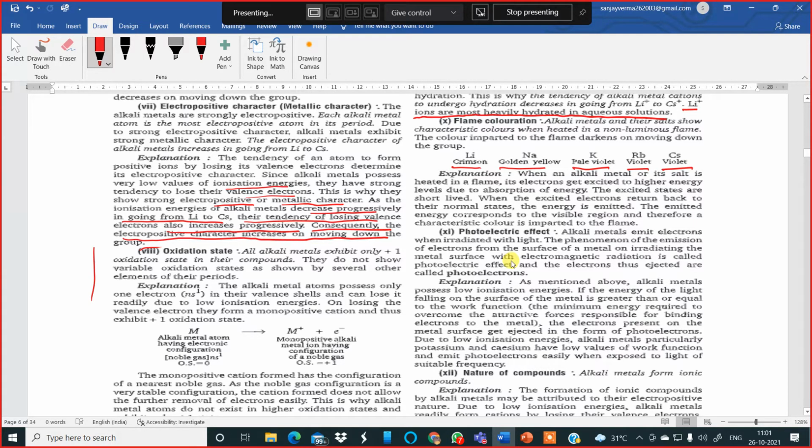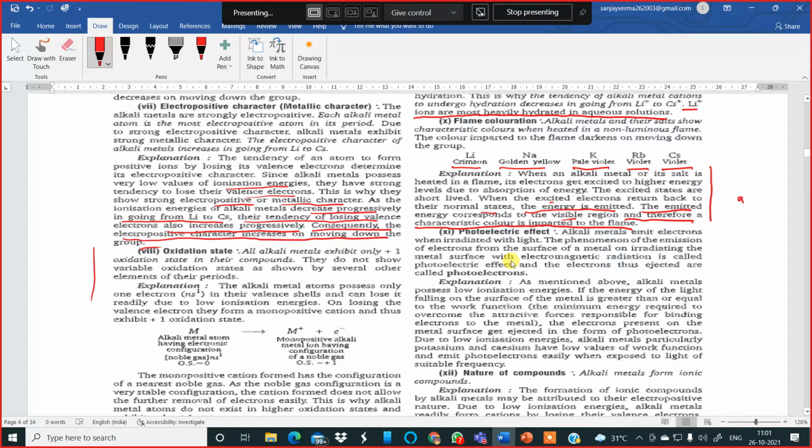Explanation: what is the reason for the color of this flame? It is given over here. When an alkali metal or a salt is heated in a flame, its electrons get excited to a higher energy level due to absorption of energy. Now, the excited states are short-lived. So immediately the excited electrons return back to their normal states, and the energy is emitted. The emitted energy corresponds to the visible region of the spectrum, and therefore a characteristic color is imparted to the flame.